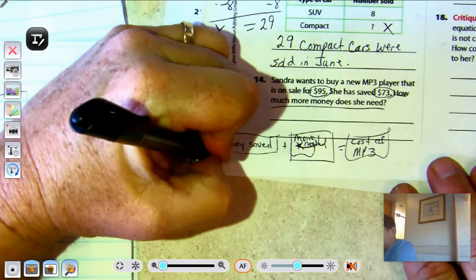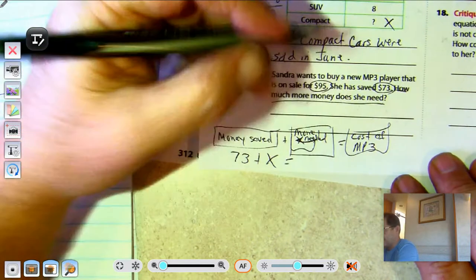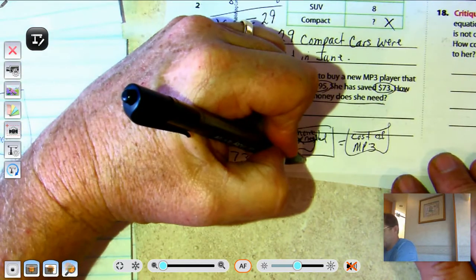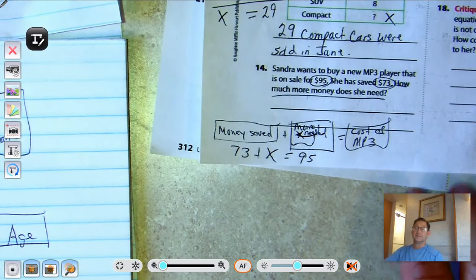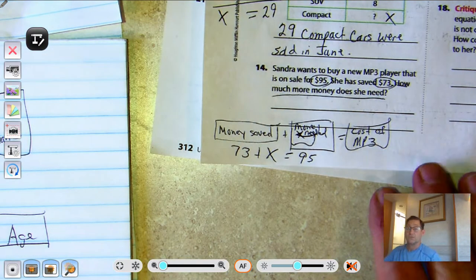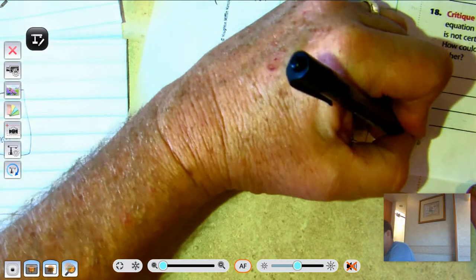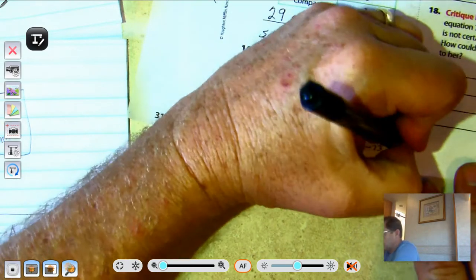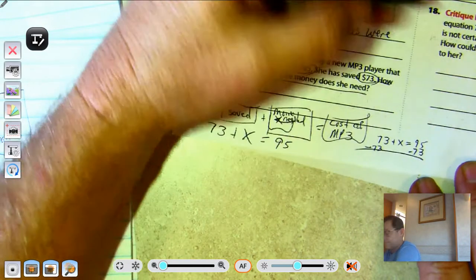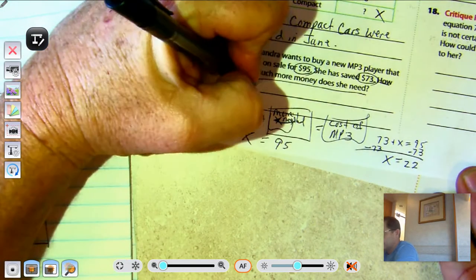All right, well, the money saved is 73. We don't know the amount of money yet that she needs, the more money she needs. But we do know the total cost is 95. So 73 plus x equals 95. This side has addition, so use the inverse and subtract. So x equals $22.